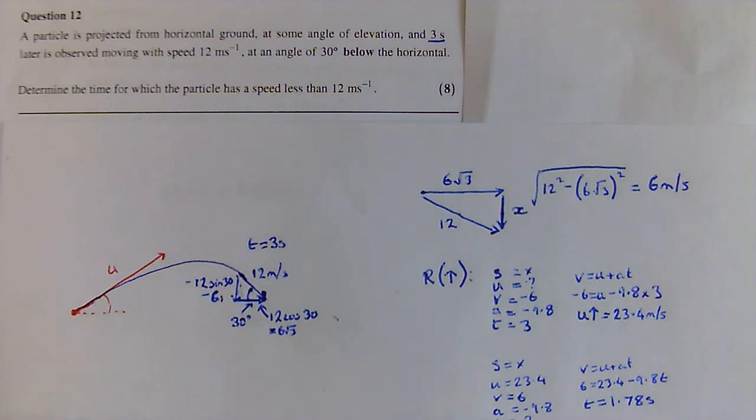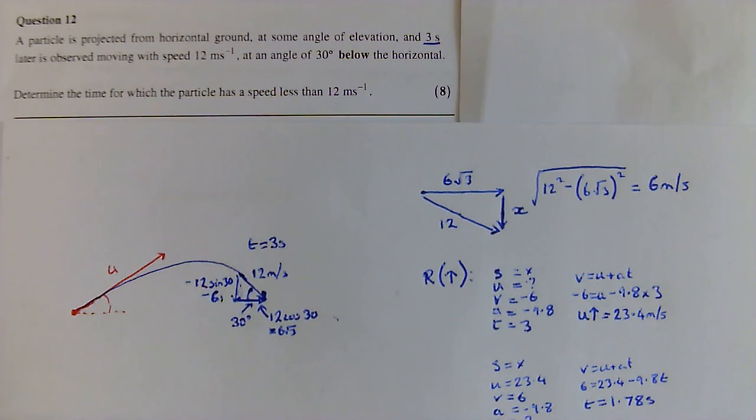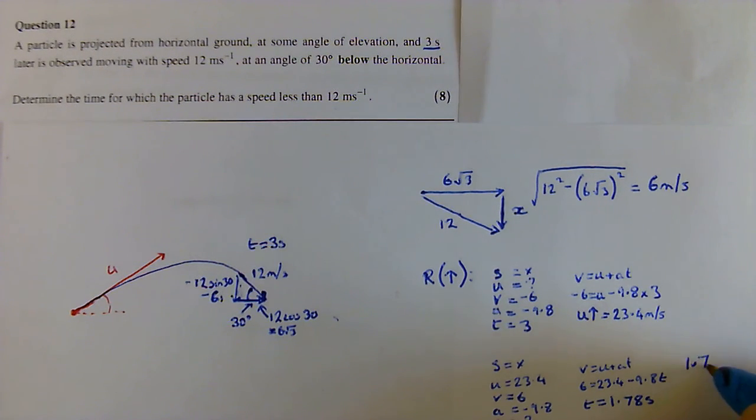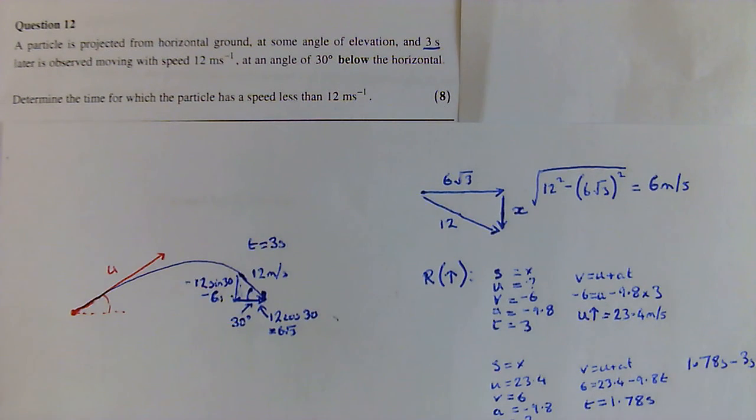So, determine the time for which the particle has a speed less than 12 meters per second. Well, the answer is going to be from 1.78 seconds to 3 seconds, and if we actually want the length of time, it's going to be 1.22 seconds.